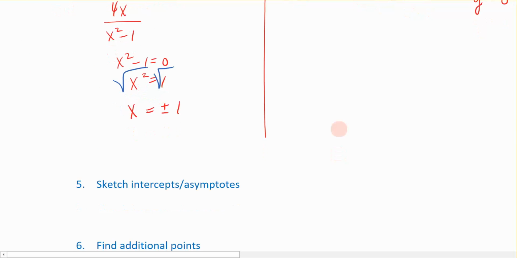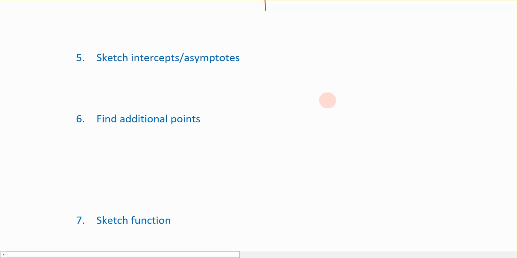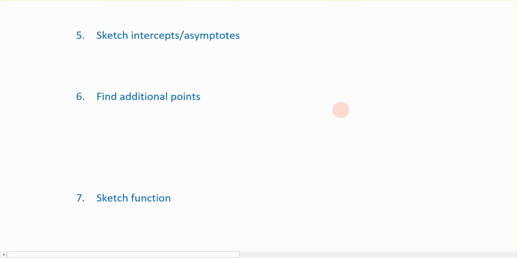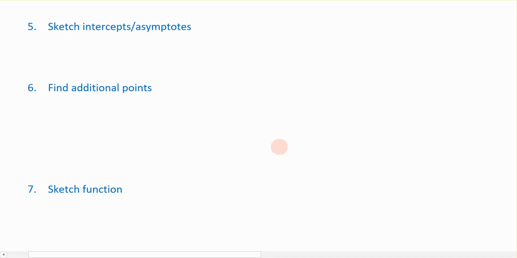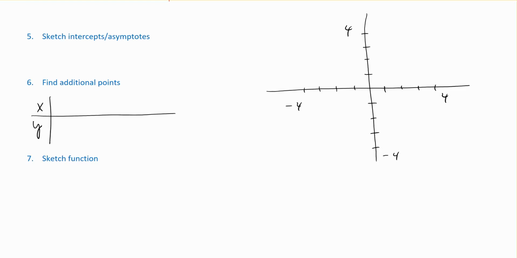So now I have lots of information for me to be able to sketch my function. So I'm going to sketch the intercepts and the asymptotes here. So I'm going to draw my x-axis and we're going to graph something. Okay, so I've drawn a grid so that I can sketch my asymptotes and my intercepts first.